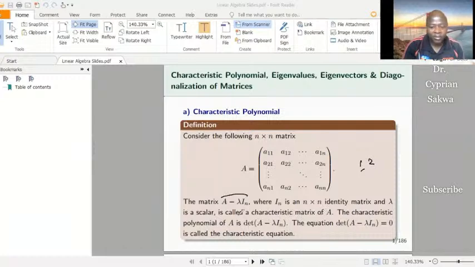Now, if we get the determinant of this characteristic matrix, then this determinant will be called the characteristic polynomial. So the characteristic polynomial is just the determinant of the characteristic matrix. As we proceed, to get the eigenvalues, we'll be equating this characteristic polynomial to 0, so that we solve for lambda. So let's look at examples.